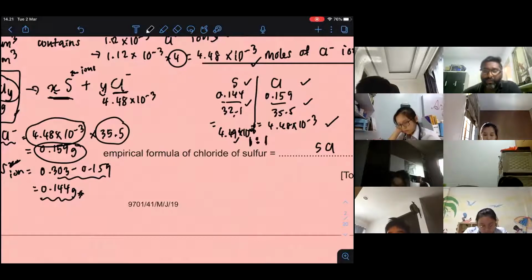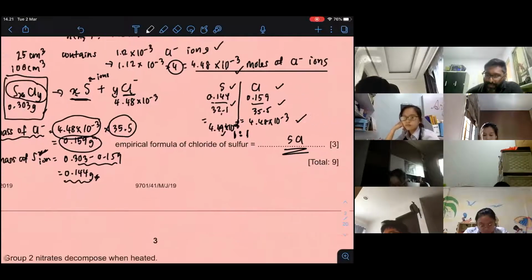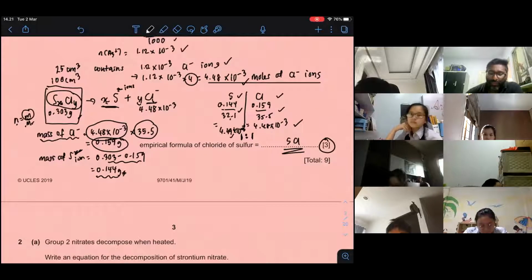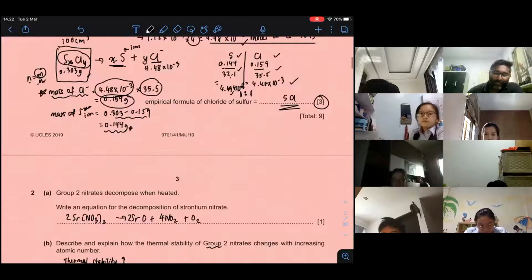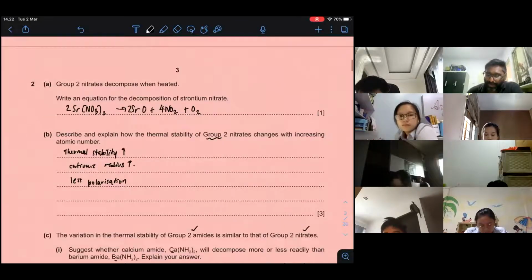What does it mean, 1 to 1? The empirical formula is going to be SCl. So to get those 3 marks, you need to go through all this working. Please take note. The important thing, or maybe the confusing part, is the mass of ion. We normally don't find the mass of ions, but in this case, yes, we need to find it.